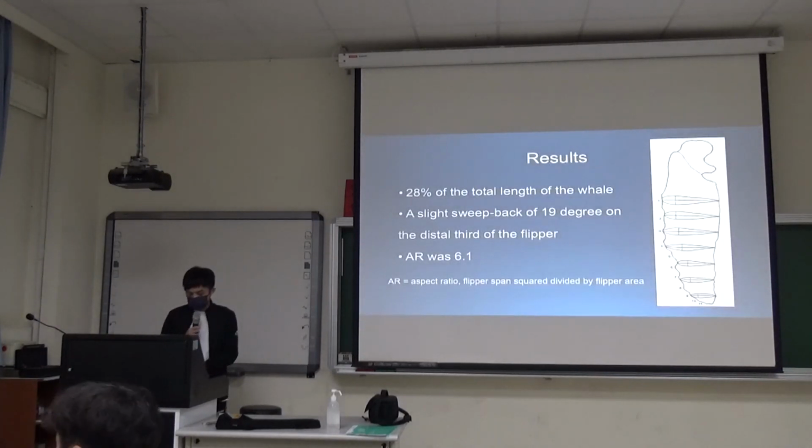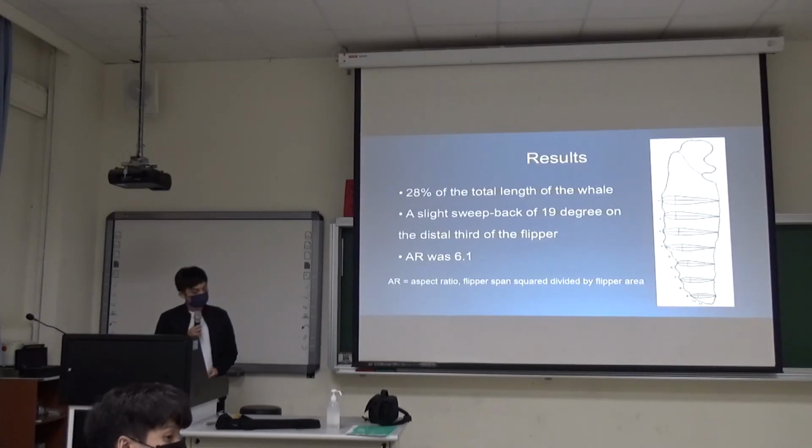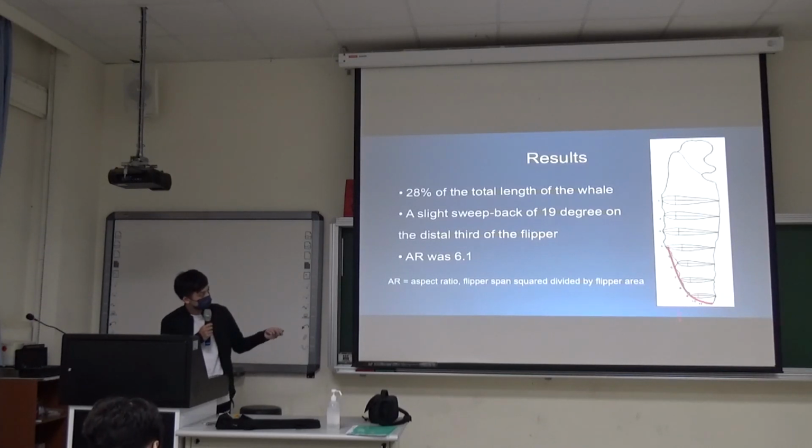Let's talk about the results. The flipper is 28% of the total length of the whale. There's a slight sweepback of 90 degrees on the distal third of the flipper, about here. And the aspect ratio was 6.1. Aspect ratio is flipper span squared divided by flipper area.